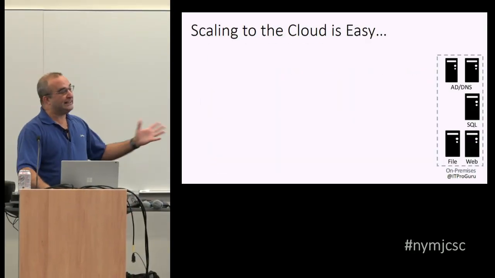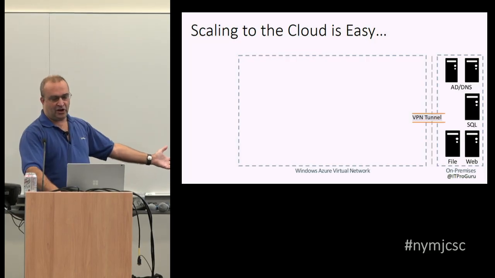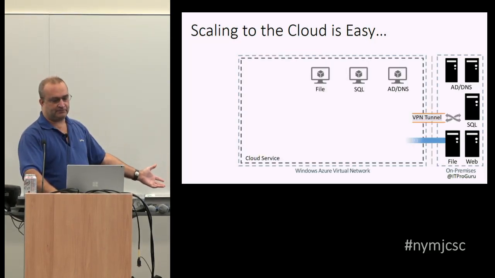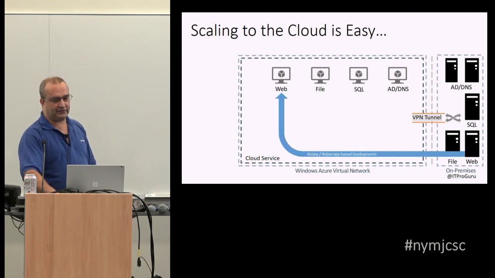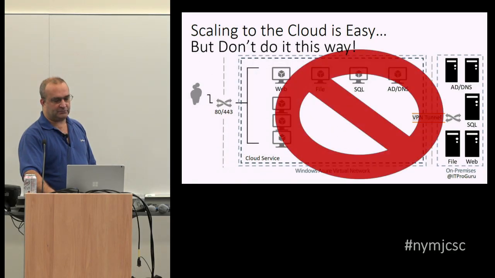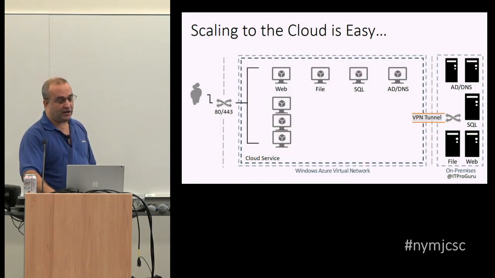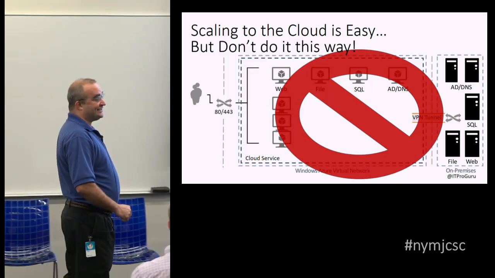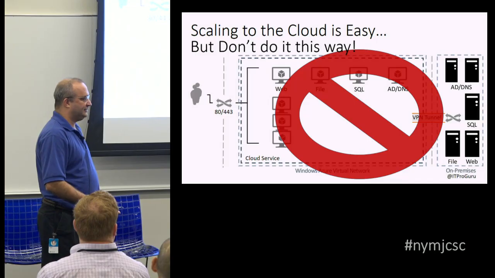Scaling to the cloud is really, really easy. All you got to do is create a VPN tunnel, start synchronizing services, boom, you're in the cloud, right? Let your users connect to the cloud via 80 or 443, and you're all set, right? But you know what? That's not the best way to do it. It's definitely not the secure way to do it.